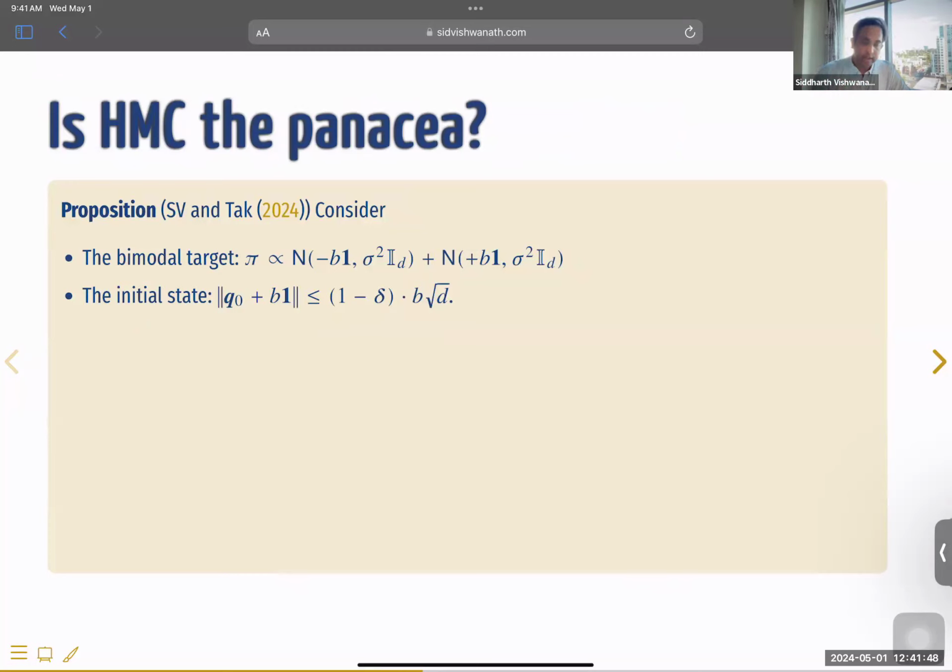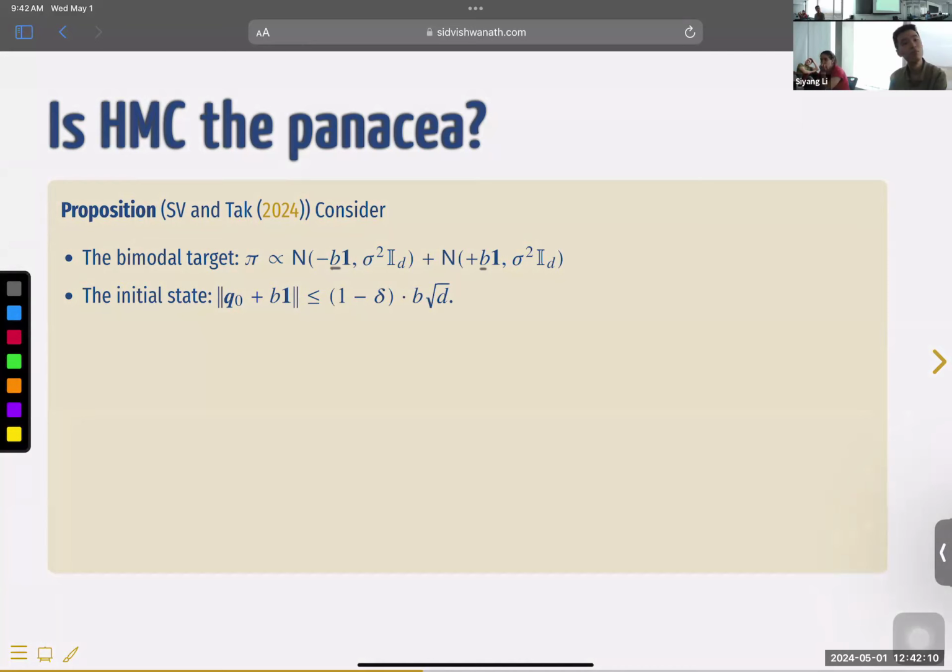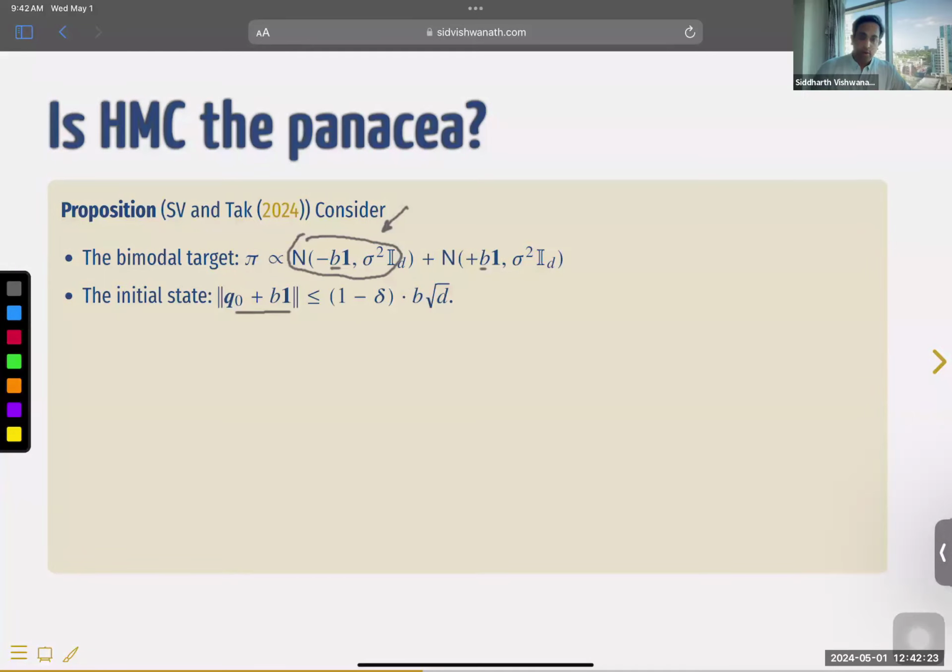Here we're going to consider a bimodal target distribution. It's an equally weighted mixture of two Gaussians, whose means are on two opposite sides of a hypercube in R^D. We're going to choose an initial state that is in a sufficiently high density region of your first Gaussian. So Q0 is going to be closer to the negative mean as opposed to the positive mean, and how close it is is quantified by this parameter delta. If delta is closer to 1, that means Q0 is in higher density regions. If delta is far away from 1, that means it's closer to the equidistant point between the two modes.